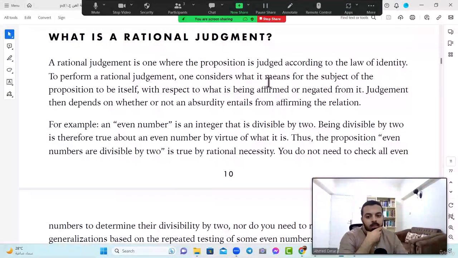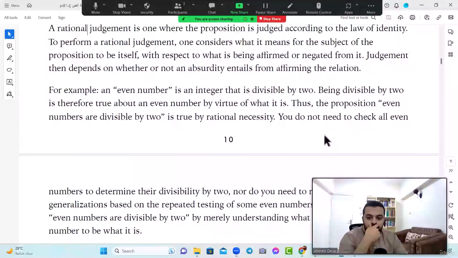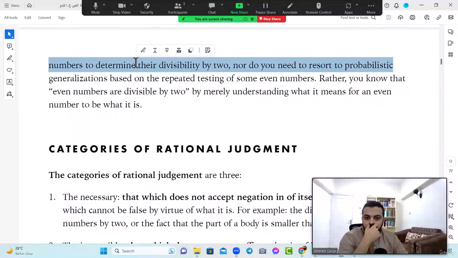For example, an even number is an integer that is divisible by 2. Being divisible by 2 is therefore true about an even number by virtue of what it is. Thus, the proposition, even numbers are divisible by 2, is true by rational necessity. You do not need to check all even numbers to determine their divisibility by 2, nor do you need to resort to probabilistic generalizations based on the repeated testing of some even numbers. Rather, you know that even numbers are divisible by 2 by merely understanding what it means for an even number to be what it is.